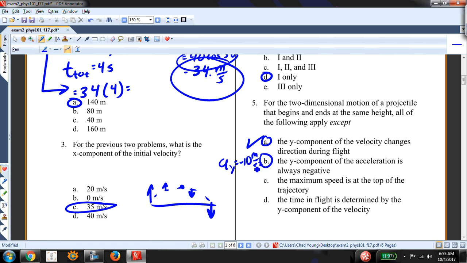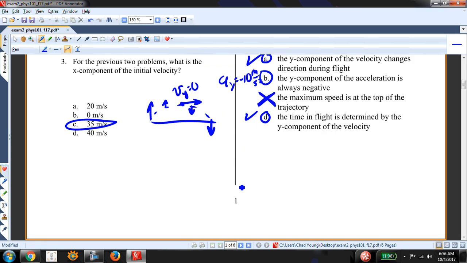The maximum speed is at the top of the trajectory. That's not true, because Vy is equal to 0. It's at its minimum. Vx is still in the same direction and with the same magnitude, but there's no y component. So the maximum speed is actually minimum at the top. And the time in flight is determined by the y component of the velocity. That is true. At least it's partly true. So the larger the y component of your velocity, then the more time in flight. Actually, not even partly true. That's completely true, because that's dependent upon the angle. And the larger your angle, the larger your y component, the more time your object is in flight.